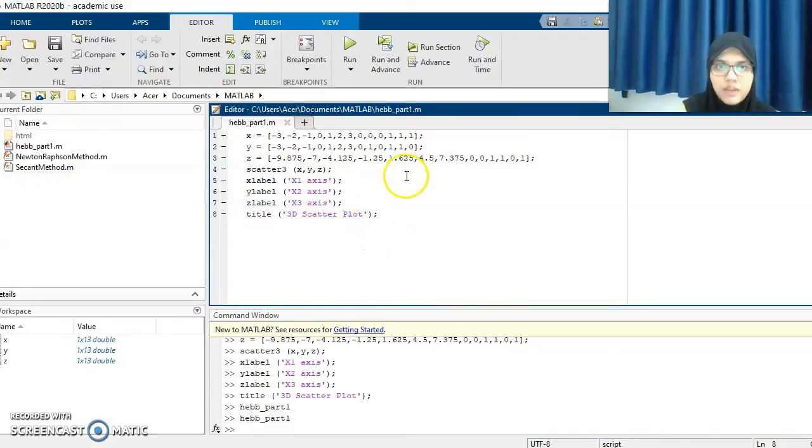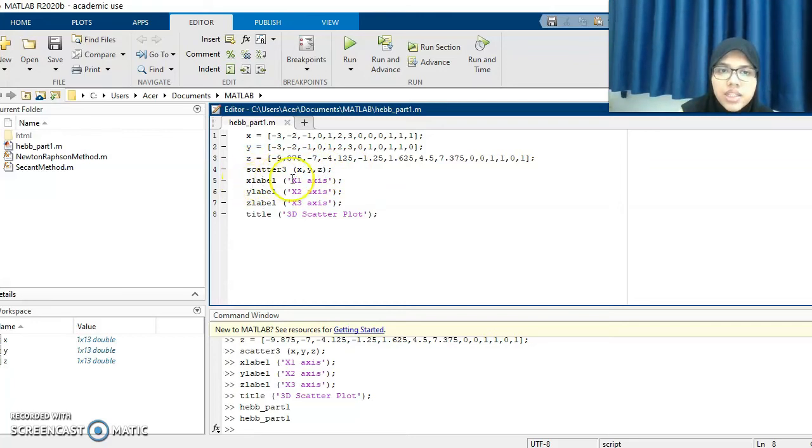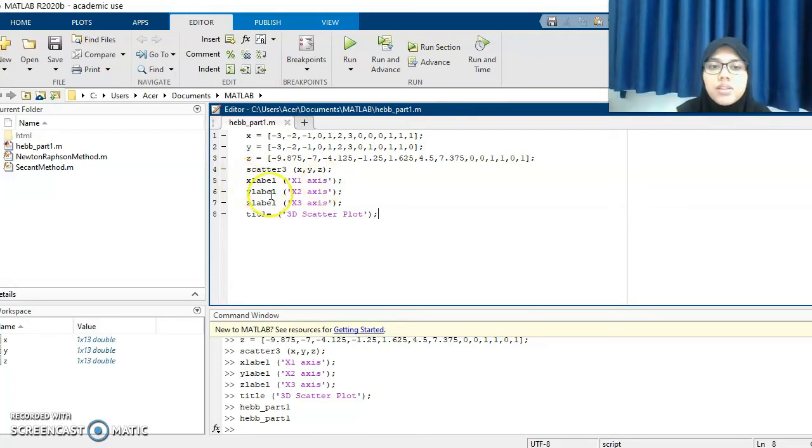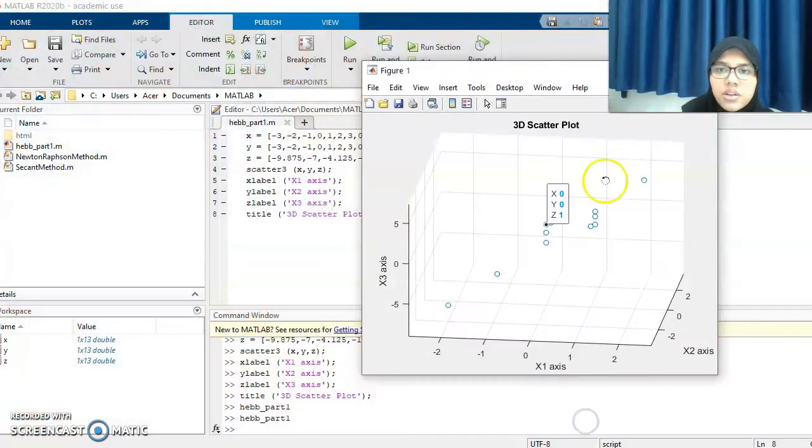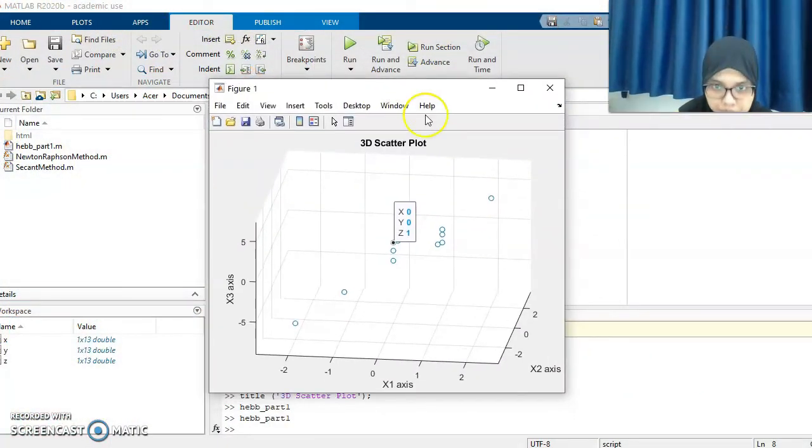After we have listed all the coordinates, we will use scatter3 because we want to make a scatter graph. The parameters will be x, y, z. For the x label, we will label it as x1. For the y label, we will label it as x2, and z as x3. The title of the graph will be 3D scatter plot. Let's see the 3D graph, which is, here you go. This is the graph.